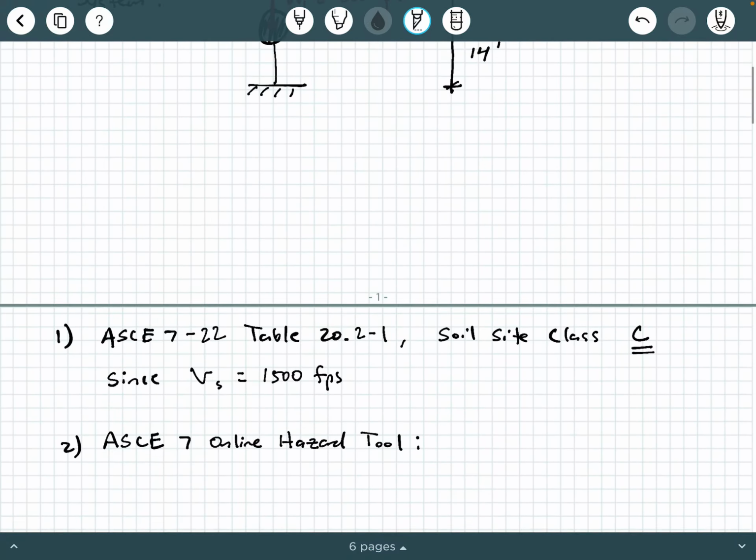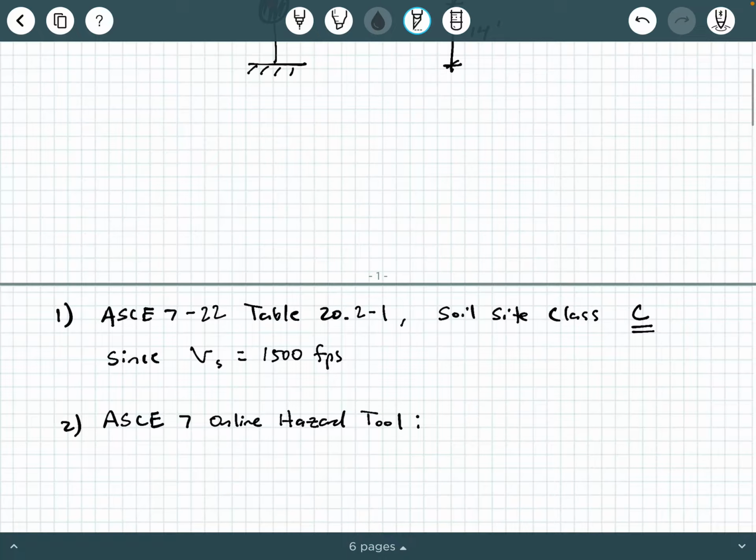The first thing we're going to do is figure out the soil site class. I've already done a little bit of this legwork for us. According to ASCE 7-22, Table 20.2-1, and this is in the provisions document, if you've got the physical book, we have soil site class C according to this table, and that's because our shear wave velocity was given to us as 1,500 feet per second.